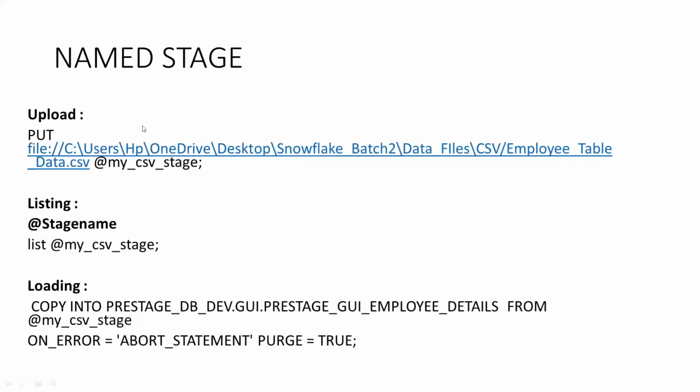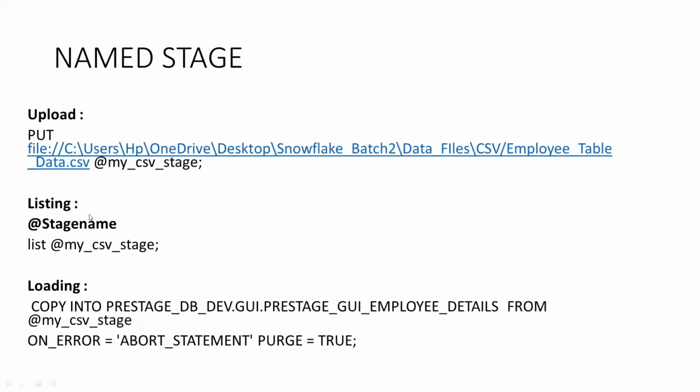Upload, meaning staging, basically means you will keep the file in the stage location. It may be user stage, table stage, or internal stage. Then listing means we will verify whether the file is successfully staged or not, because we have to verify right before loading.